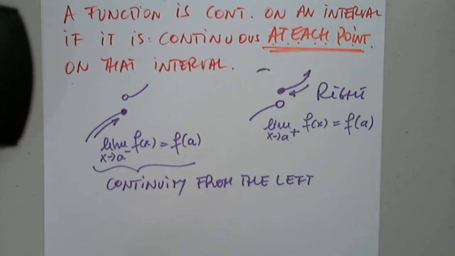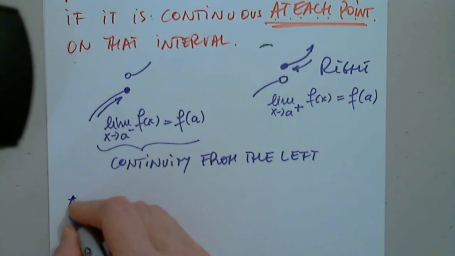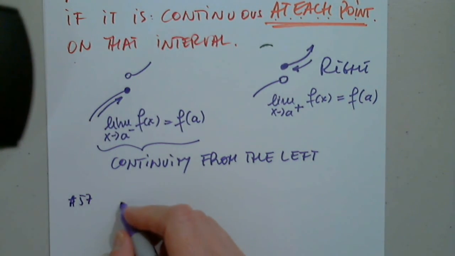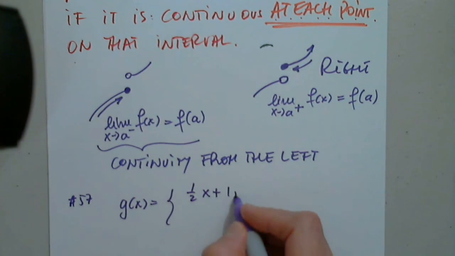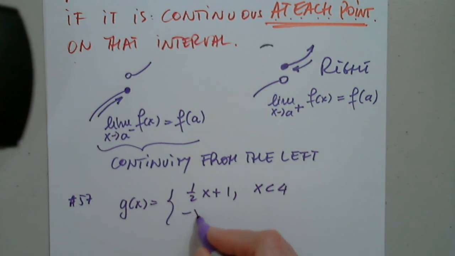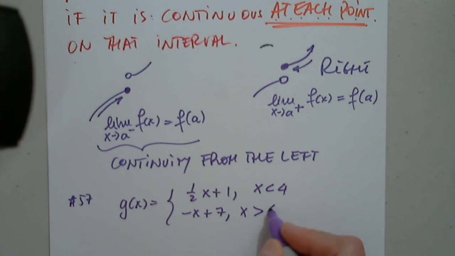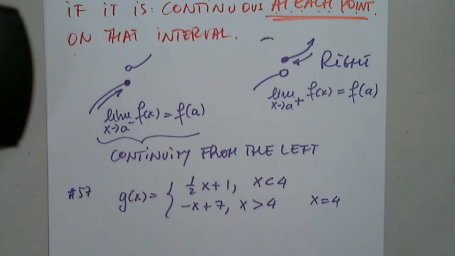Okay, let me copy it and then I'll start sharing. And that is g of x equals 1/2 x plus 1 for x less than 4, minus x plus 7 for x greater than 4. And what happens at x equals 4? Why or why not?